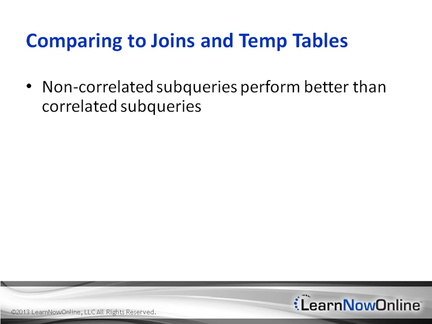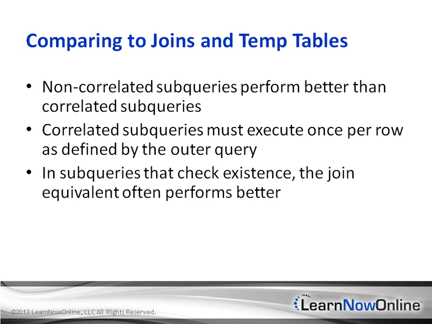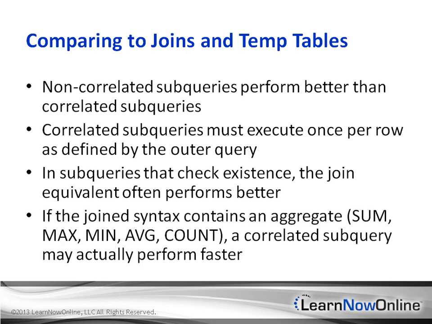Non-correlated subqueries perform better than correlated subqueries. Correlated subqueries must execute once per row, as defined by the outer query. In subqueries that check for existence, the join equivalent often performs better. If the join syntax contains aggregates such as sum, min, max, average, count, a correlated subquery may actually perform faster.